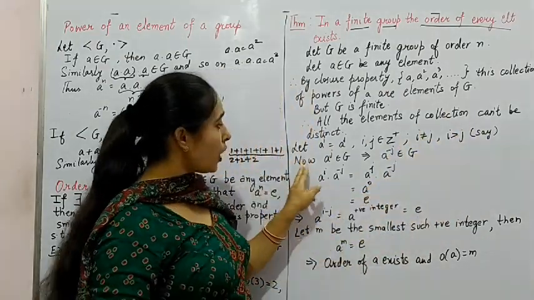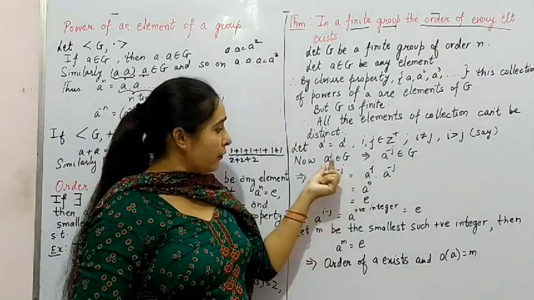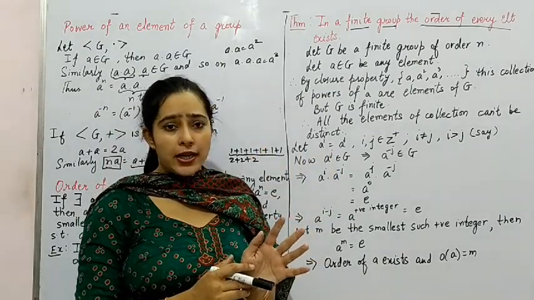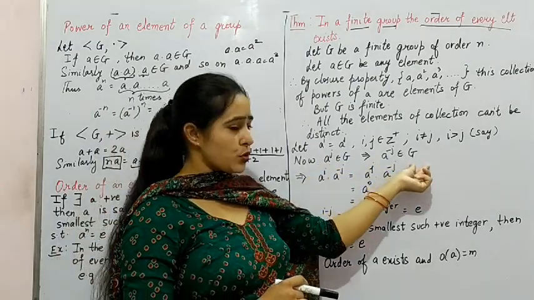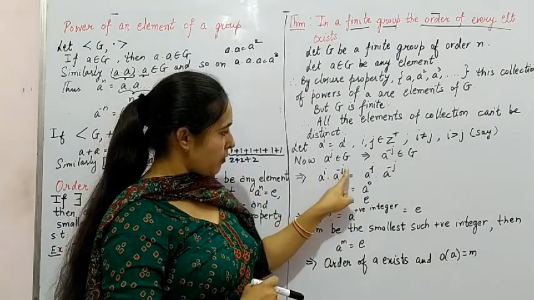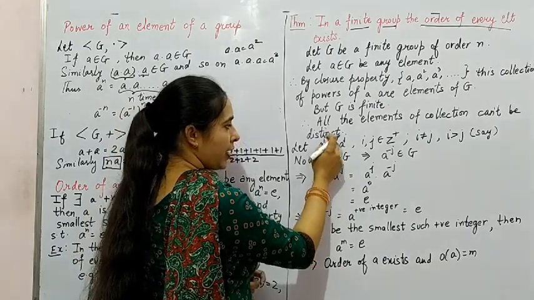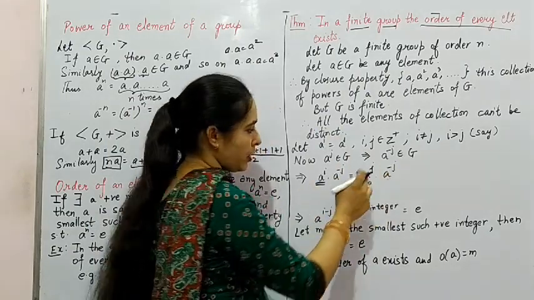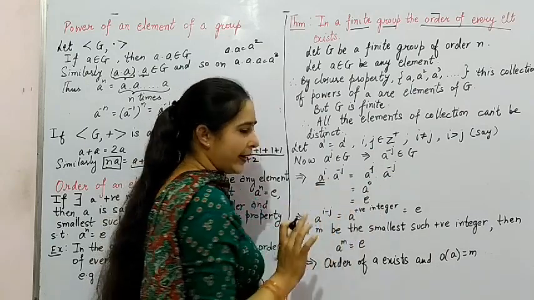Now a raised to the power j belongs to G. This is an element of the group, and we know that every element of the group is invertible. The inverse of every element exists. So the inverse of this element also exists. That means a to the power minus j belongs to G. This implies a raised to the power i into a raised to the power minus j is equal to, substituting the value of a to the i, a to the i is equal to a to the j, now this is a to the j into a to the minus j. On collecting the powers, you get a raised to the power 0, that is equal to identity.